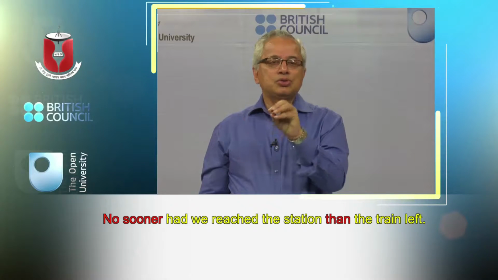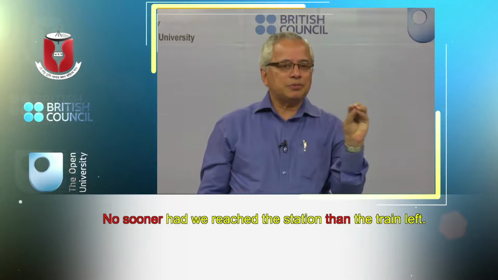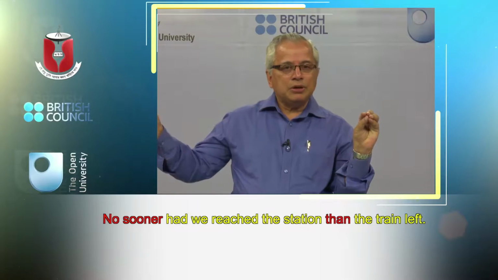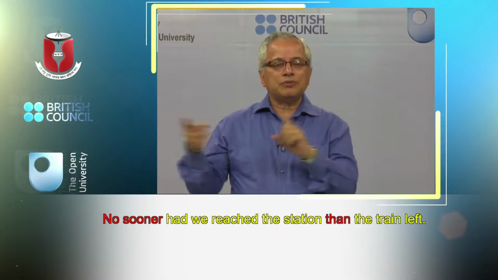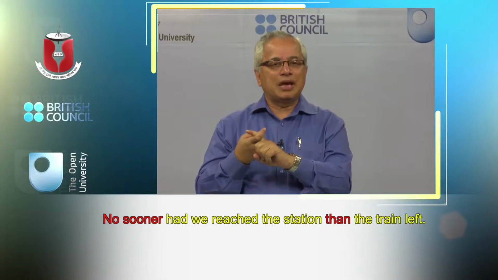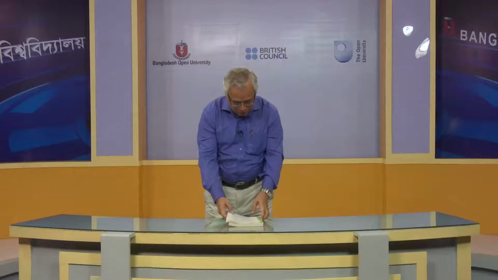So always no sooner should go with the past perfect tense, and before the indefinite tense will start, you have to use the word than and then. So remember this. No sooner had we reached the station than the train left. Say for example, no sooner had the sun risen than we woke up from bed.